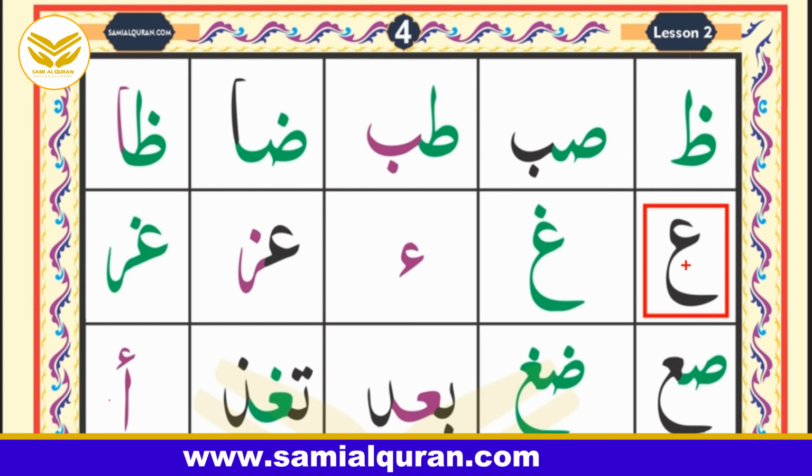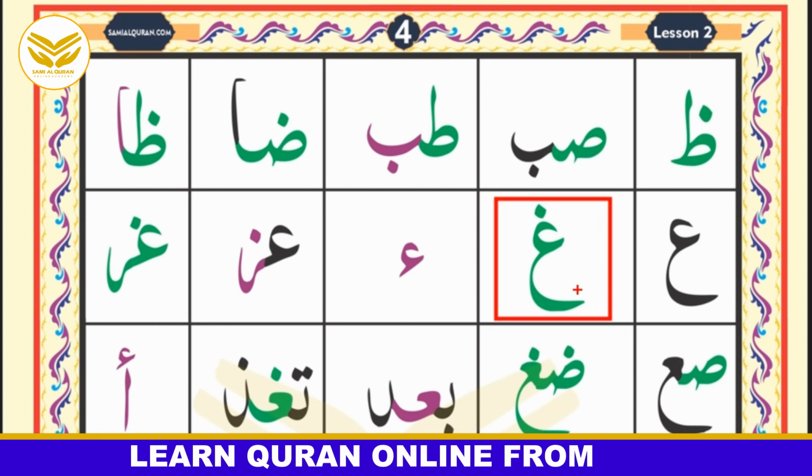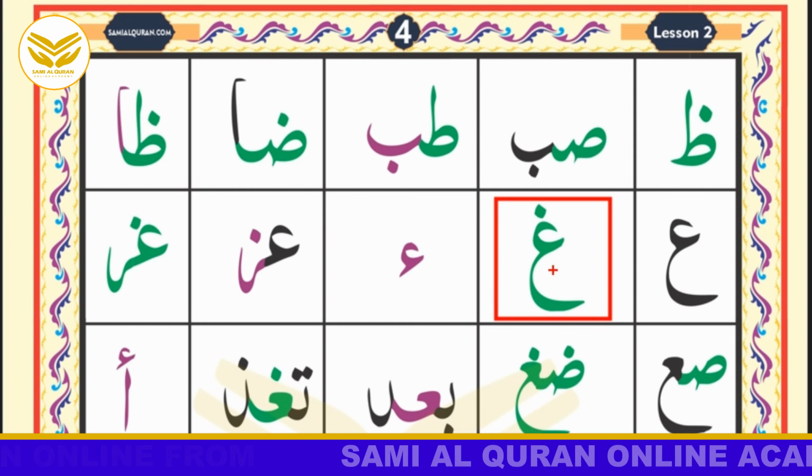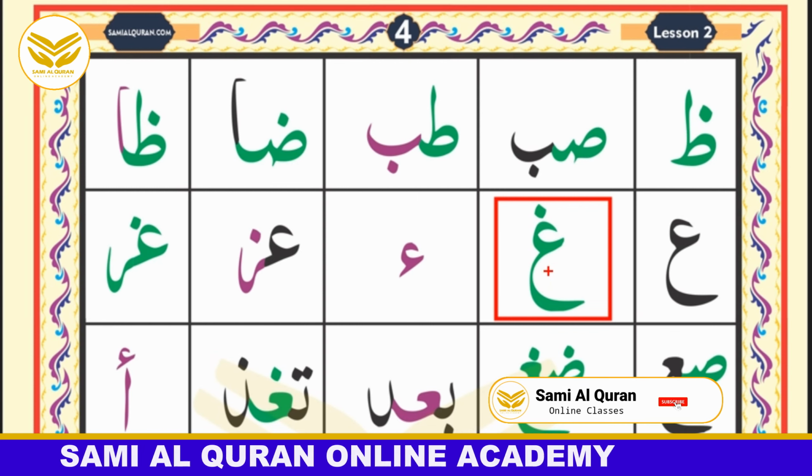The letter ain is a halqi letter, like a throat letter, so the ain is pronounced from the middle part of the throat. Ghain. And also remember that all green color letters we read with the bold sound. So repeat again.